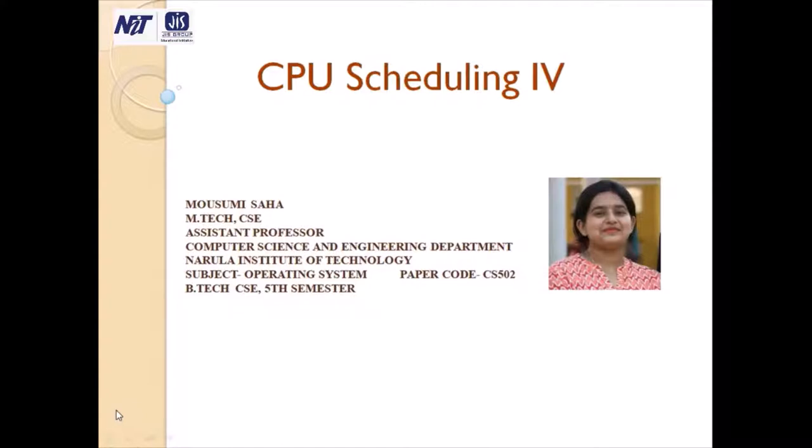Today we discuss CPU scheduling algorithms. In the previous class we also discussed some non-preemptive and preemptive scheduling algorithms like first come first serve scheduling, shortest job scheduling, shortest remaining time scheduling, round robin scheduling, and priority scheduling. Today we discuss some other scheduling algorithms.